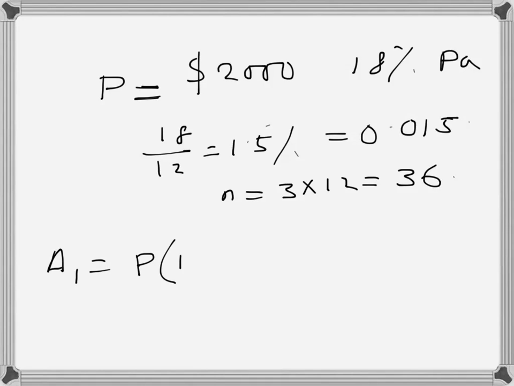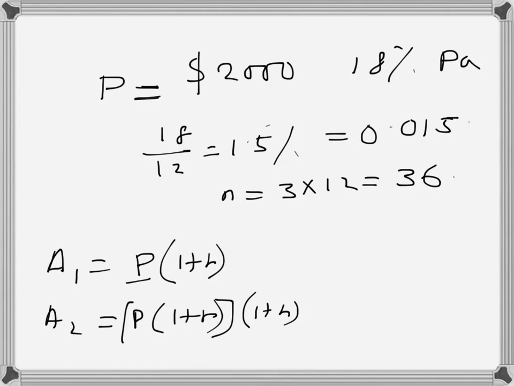So after the first month, the amount owed is P times 1 plus R, where P is 2000, the amount loaned, and 1 plus R is 1.015. There is no repayment in the first month and the second month. So after the second month, the amount owed will be P(1 plus R) whole square. And after the third month, it will be P(1 plus R) square times (1 plus R), so it will become P(1 plus R) whole cube. And this is before the repayment.